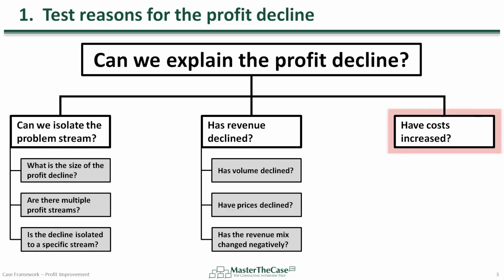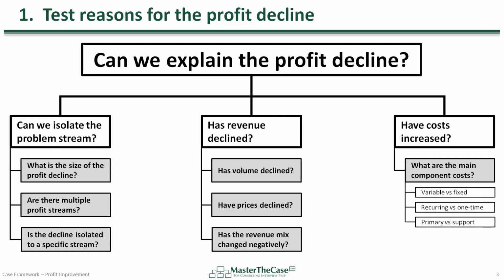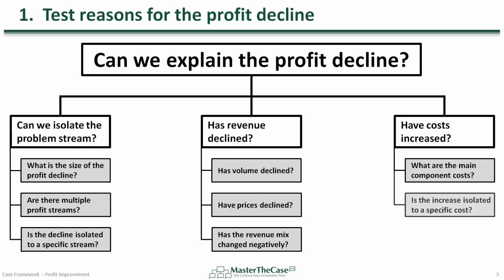Finally, if costs have increased, we'll ask two main questions. 1. What are the main component costs? We must segment our total costs into distinct components in order to explore deeper where the problem lies. As per our cost segmentation tutorial, costs can be segmented in three main ways: variable versus fixed, recurring versus one-time, and primary versus support. And two, is the increase isolated to a specific cost? We must pinpoint the specific cost that has caused the majority of the overall cost increase in order to prioritize it for corrective action.